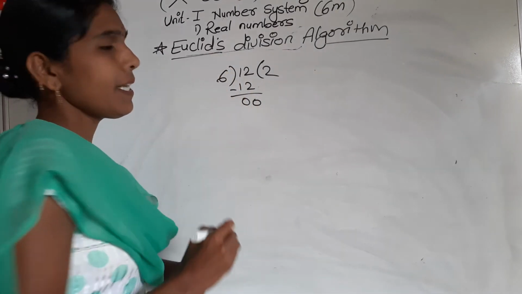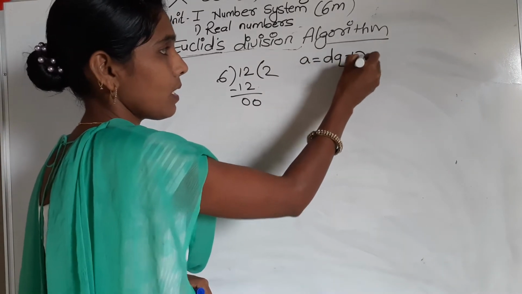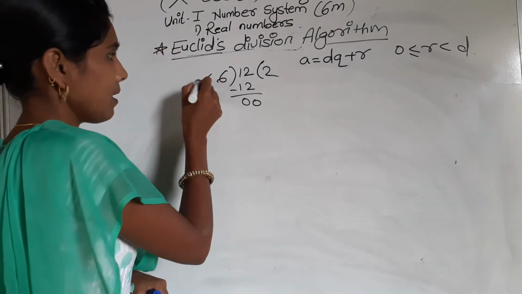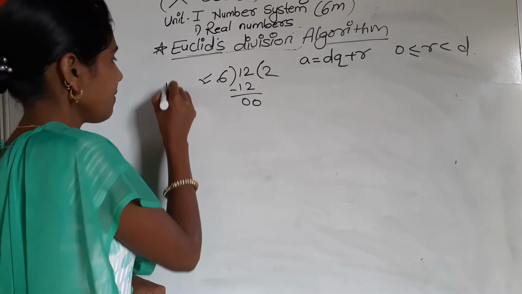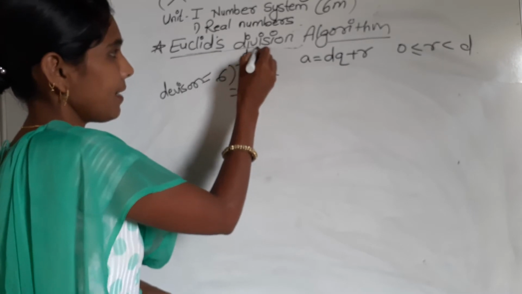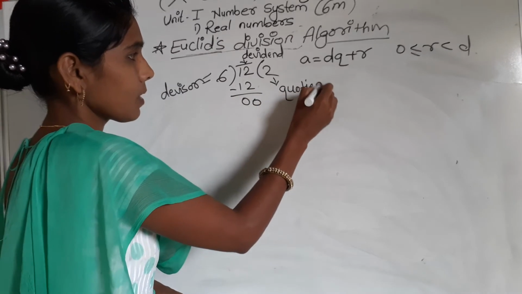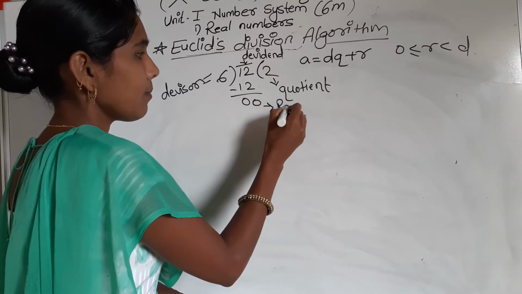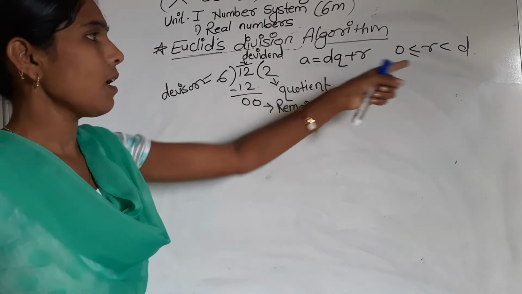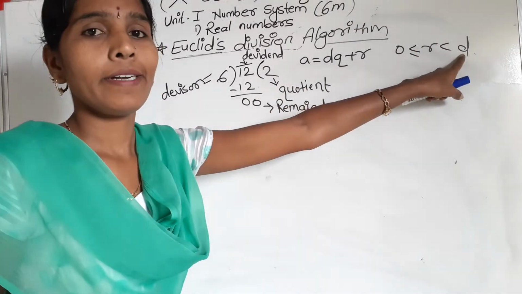Here Euclid gave one statement, that is A equals D into Q plus R, where R lies between 0 and D. Look here, 6 is the divisor and 12 is the dividend. This 2 is the quotient and this 0 is the remainder. Our remainder is either equal to 0 or greater than 0 and less than the divisor.